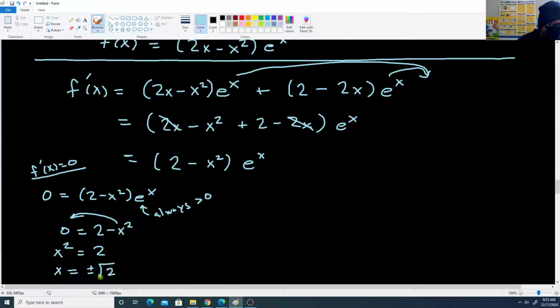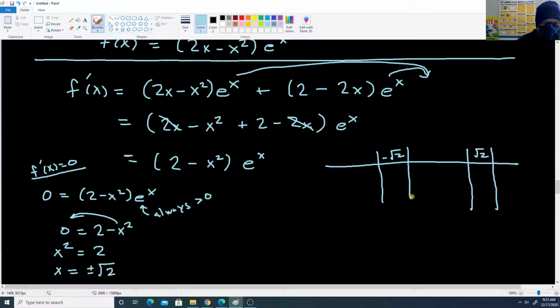So I get x equals plus or minus square root of 2. Okay, so I have negative square root of 2, and then out here I have positive square root of 2. And for my first derivative, we're 0 at those points.